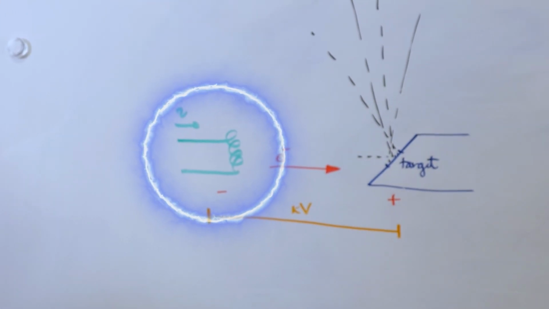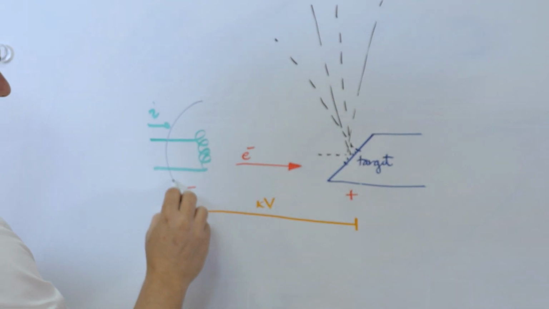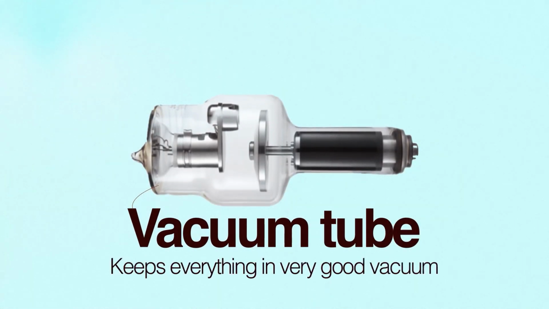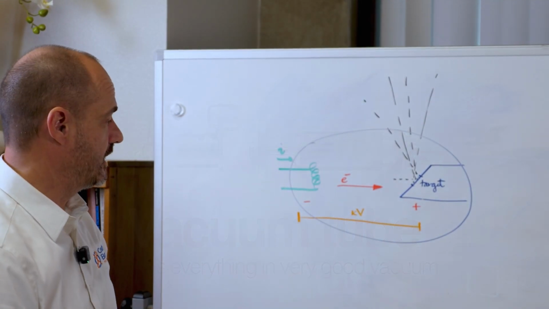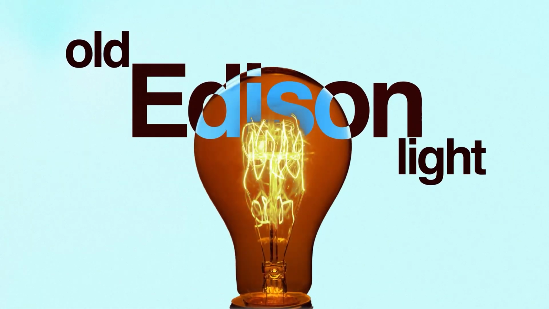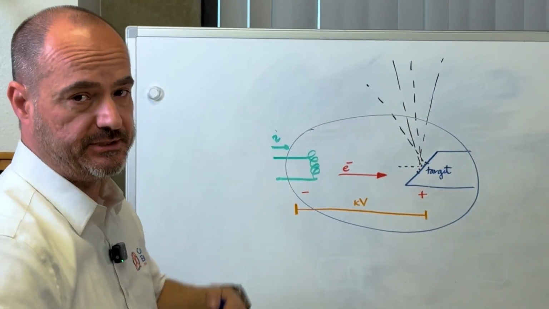And by the way, this whole thing is sealed in vacuum. So there's a vacuum tube that keeps everything in a very good vacuum. And if there's any air in here, this thing is gone. So the filament on the left is much like an old Edison light lamp, right? That has a filament, warms up and generates light.